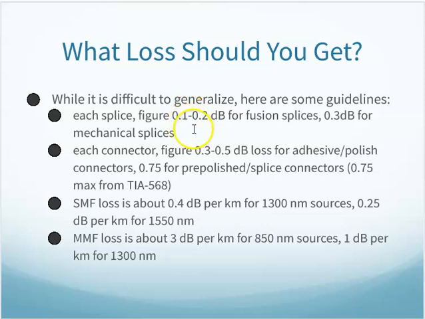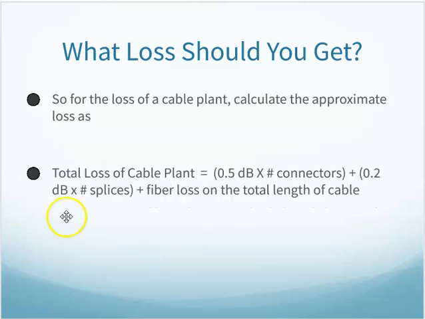And these numbers are here and also reflected in the calculator when you go to use it. Each splice has 0.1 to 0.2 for a fusion splice, 0.3 for mechanical. Each connector has about 0.3 to 0.5 decibel loss. Single mode fiber has about 0.4 decibels per kilometer, and multi-mode fiber has about 3 decibels per kilometer. A lot more loss on multi-mode versus single mode.